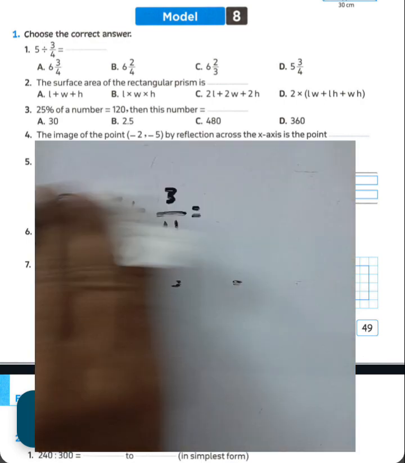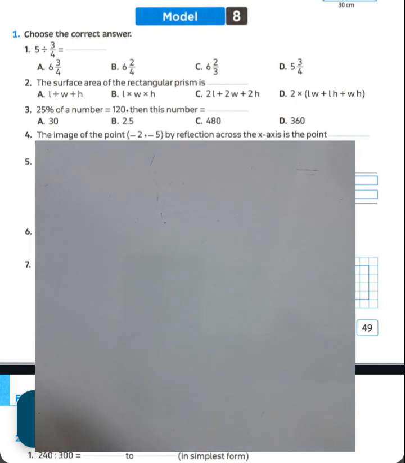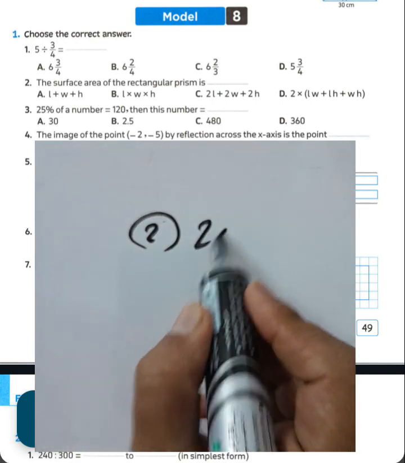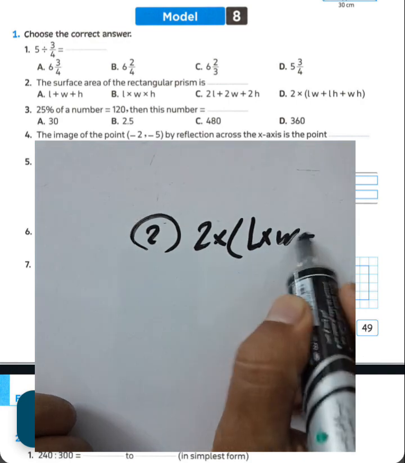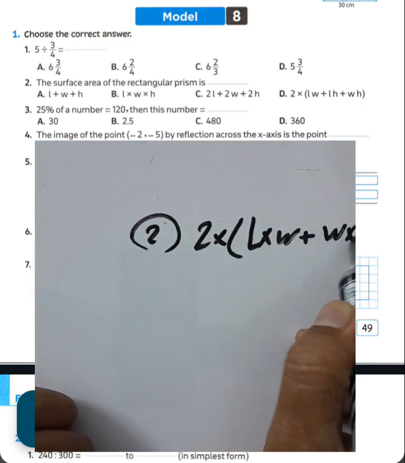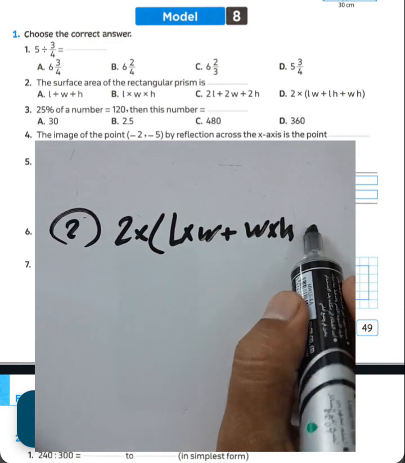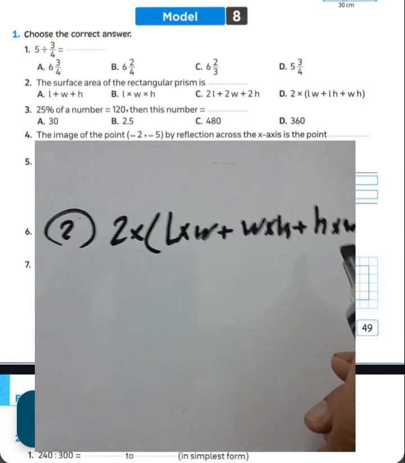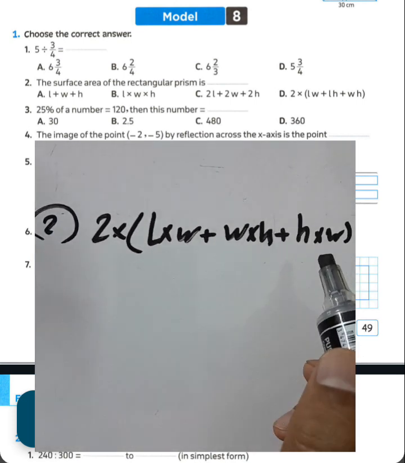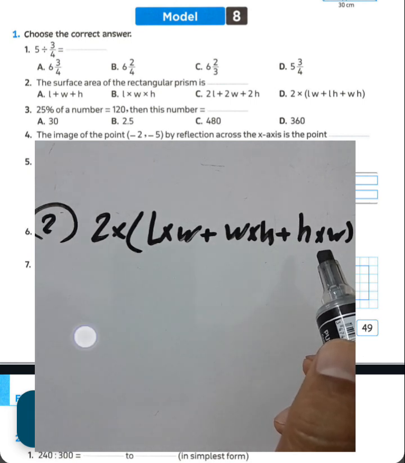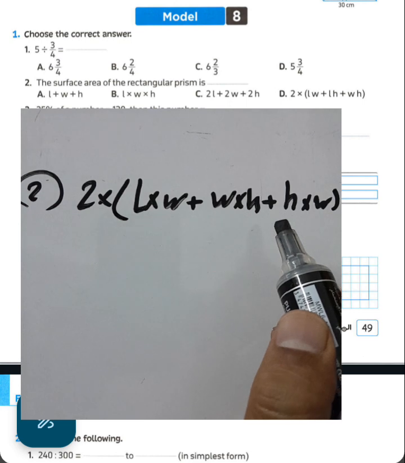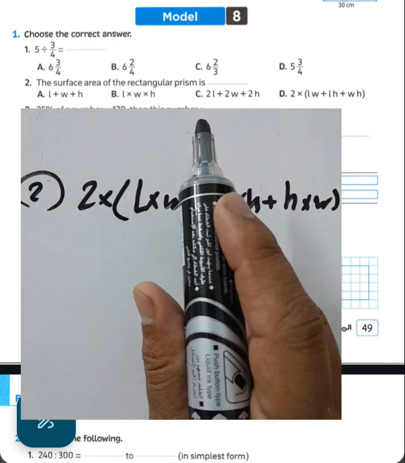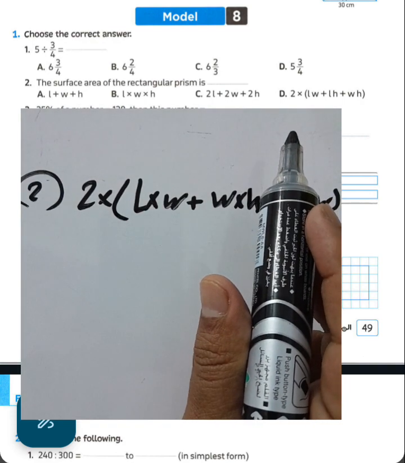Number 2, the surface area of a rectangular prism equals what? The surface area of a rectangular prism is equal to length times width plus width times height plus height times width. This is the surface area of a rectangular prism. You can choose letter C by using the distributive property. No, don't choose letter C, choose letter D. The result will be letter D for question number 2.